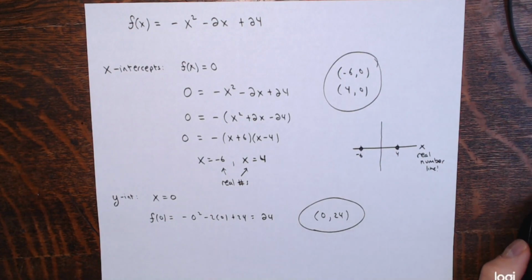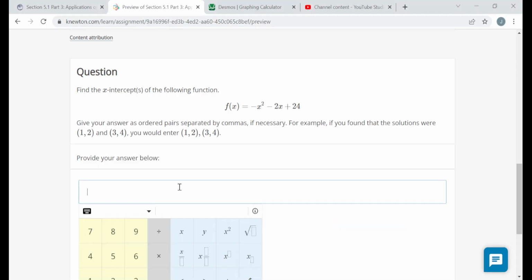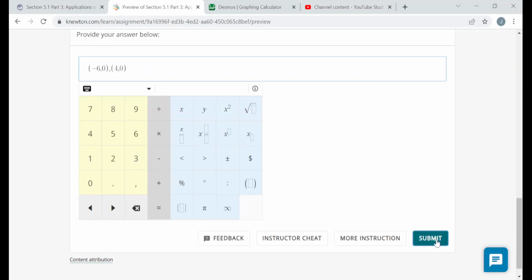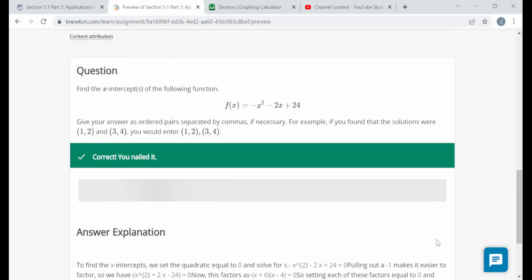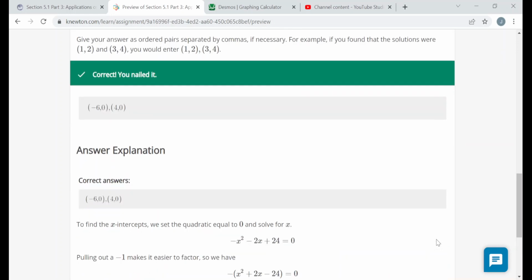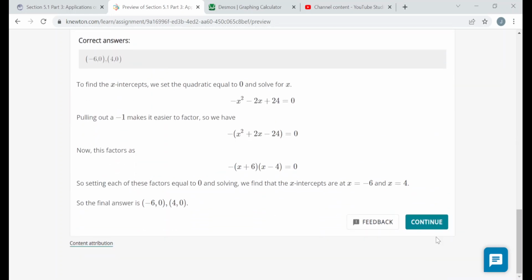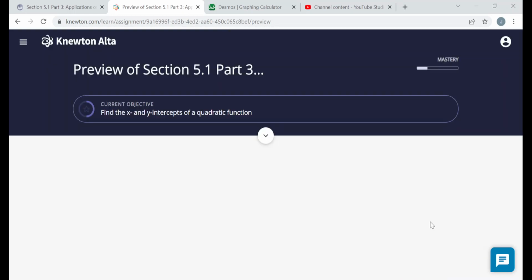But we do have some here, right? -6, 0, and 4, 0, and they're asking us to enter those as ordered pairs separated by commas, right? So parentheses, -6, 0, there's one x-intercept, comma, and then 4, 0, the other x-intercept. Great. All right, next question.